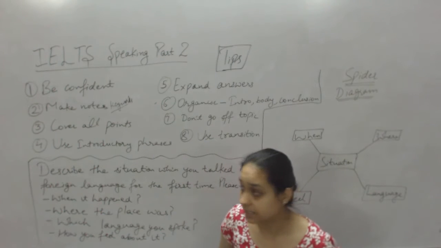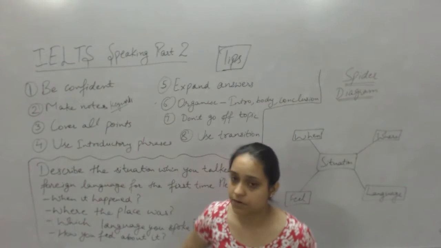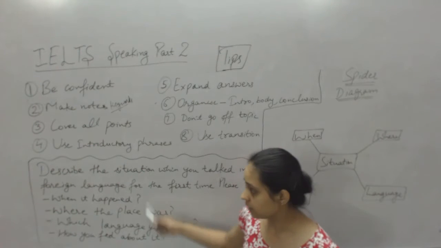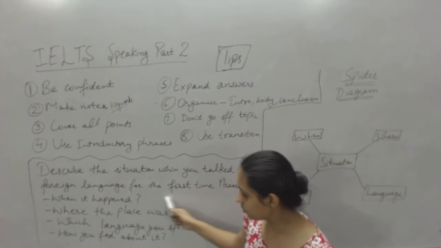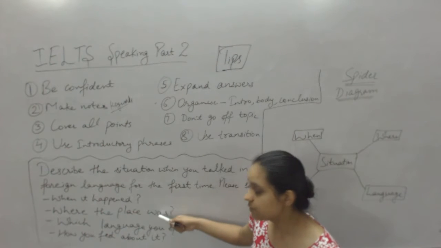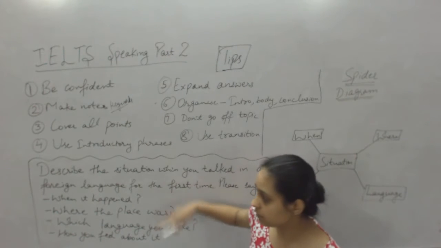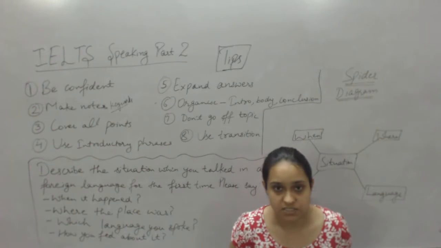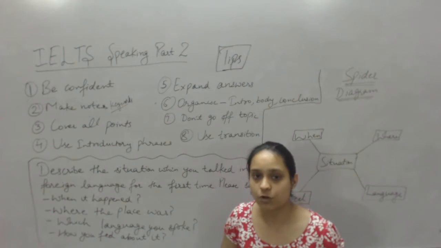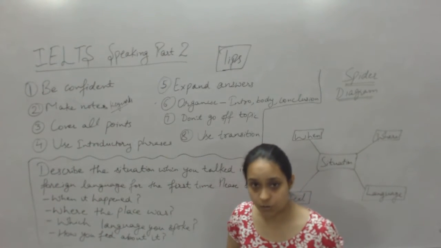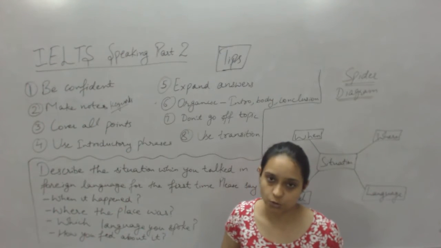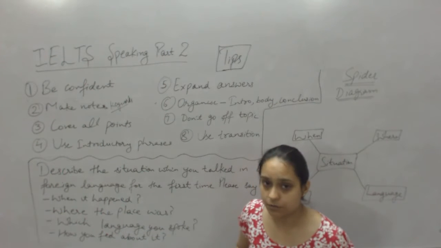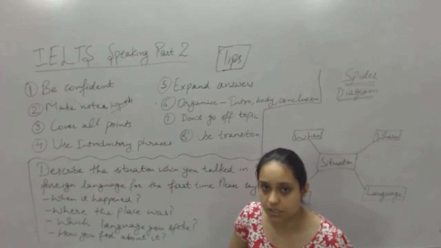Not lengthy detail. The next is cover all points. We are given some points that you have to cover. In describing the situation, you have to cover all these points turn by turn, not in a disorderly manner. The next is use introductory phrases. You can say I am going to talk about, I would like to talk about, or I want to talk about. There are many other options. You can use any introductory phrase, but you should use it.